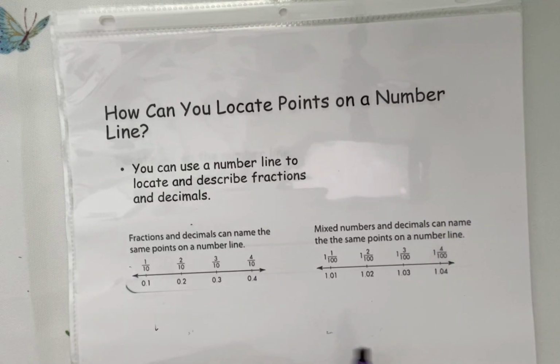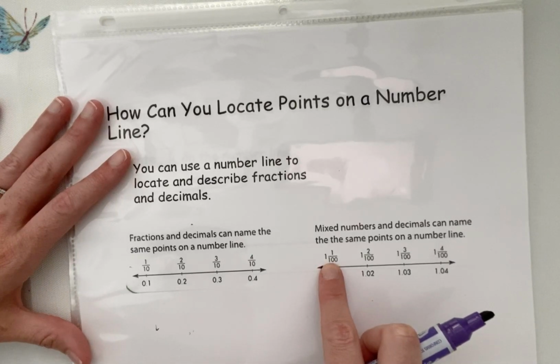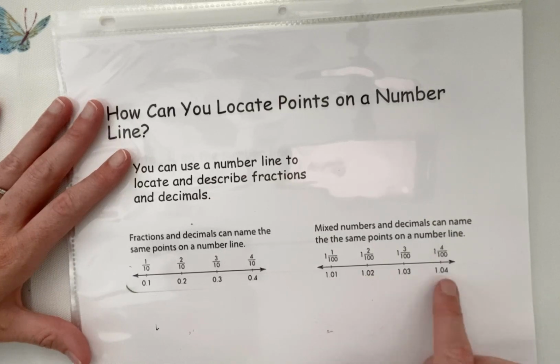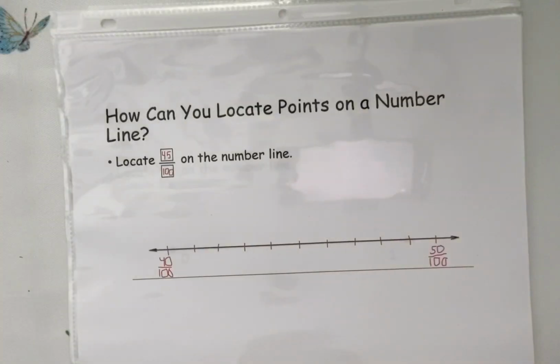Now, mixed numbers and decimals can name the same points on a number line too. So here I have 1 and 1/100th, 1 and 2/100ths, 1 and 3/100ths, and 1 and 4/100ths. This is it as a fraction, as a mixed number, and down here is how I would write it as a decimal. These are the same exact points. They name the same exact thing on a number line.